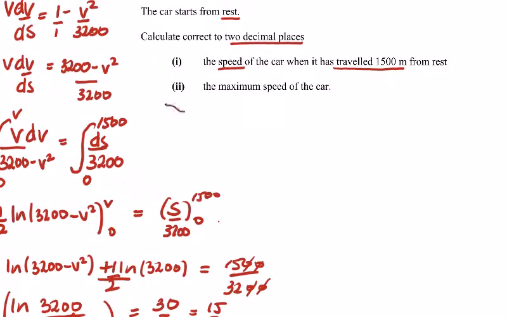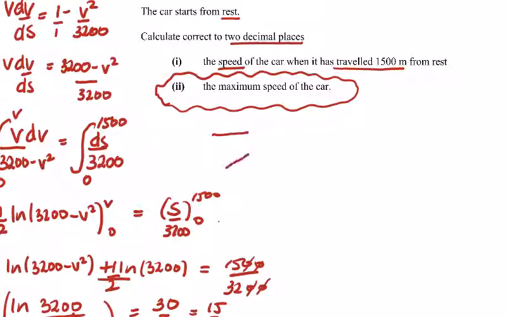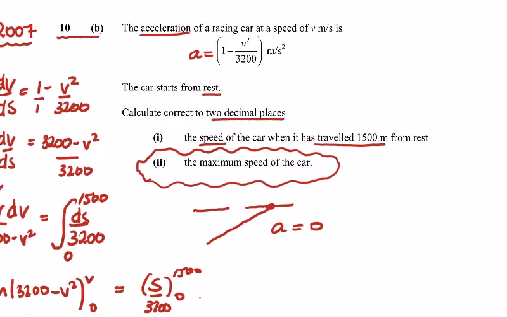The max speed of the car is part 2. So max speed, the car accelerates, or maybe going like this, and then stops accelerating. So max speed, a is equal to 0. So we have this guy equal to 0, so v squared must be equal to 3200 then. So v is just equal to the square root of 3200, which is 56.57 meters per second. 56.57 meters per second to conclude this question.